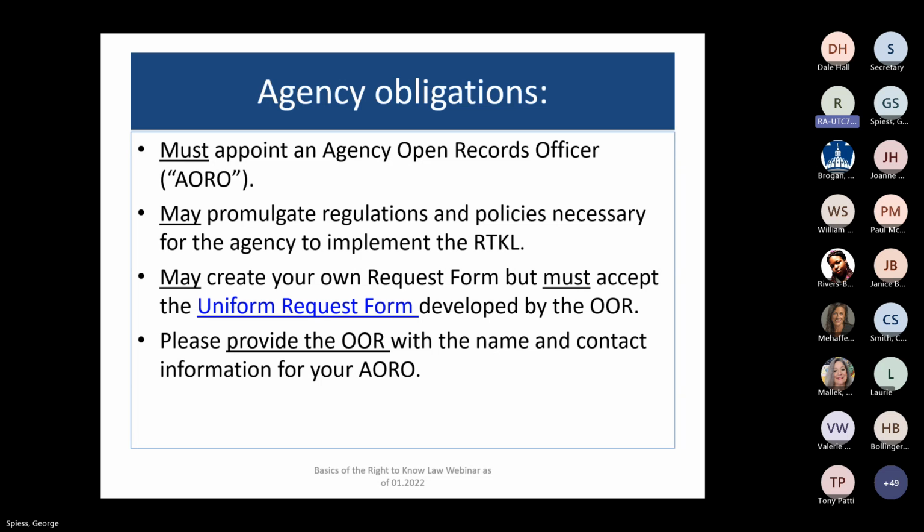Agencies can come up with their own rules when it comes to the administration of their open records program, as long as they're not in conflict with the Right to Know Law or anything that has been promulgated by the Office of Open Records. For instance, there is a provision within the Right to Know Law that says you may accept anonymous requests.